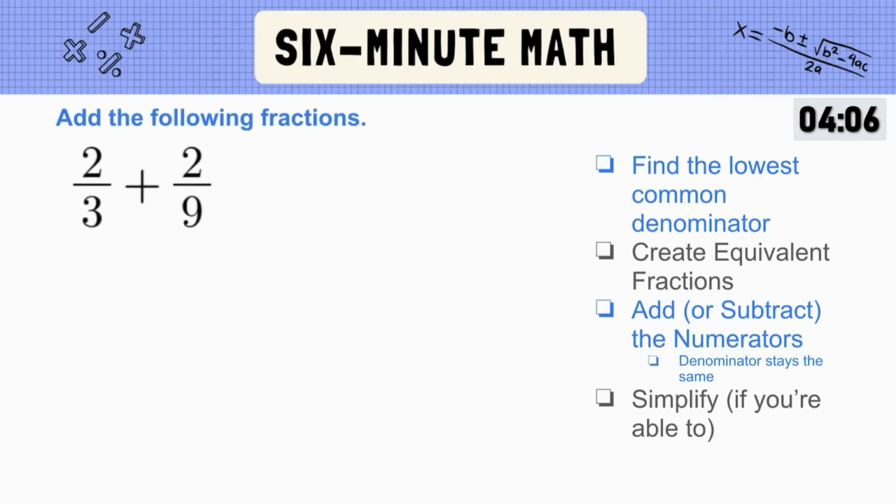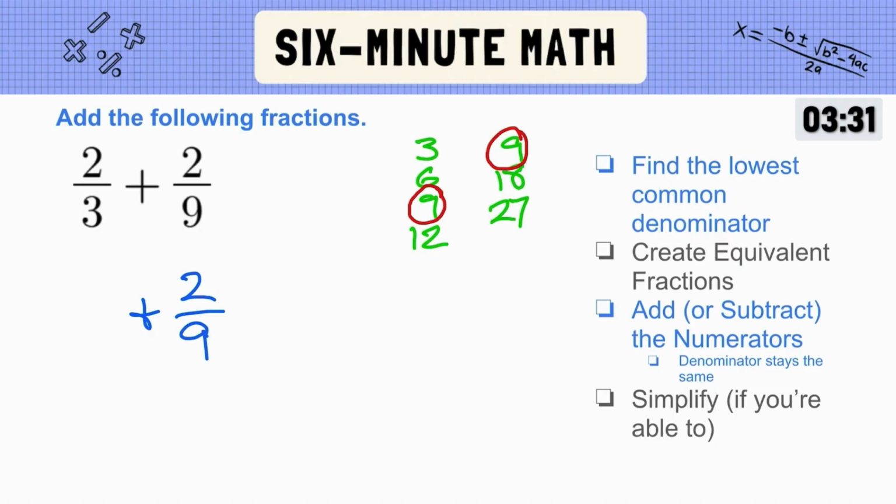How about another example here? We're going to add the following fractions: 2/3 plus 2/9. I first need to find the lowest common denominator. So to do this, I'm going to use my skip count method. We have 3, 6, 9, 12. And then we just have 9, 18, 27. At this point, I have my lowest common denominator will be 9. So then I need to create my equivalent fractions. My second fraction already has a denominator of 9, so that can stay. And I need to figure out what 2/3 is with a denominator of 9.